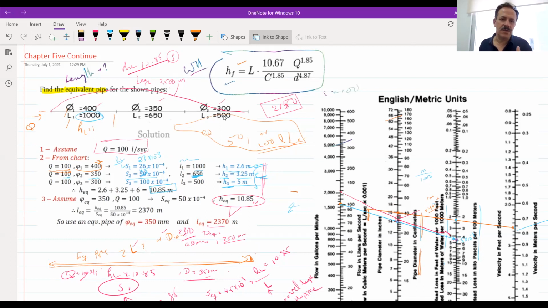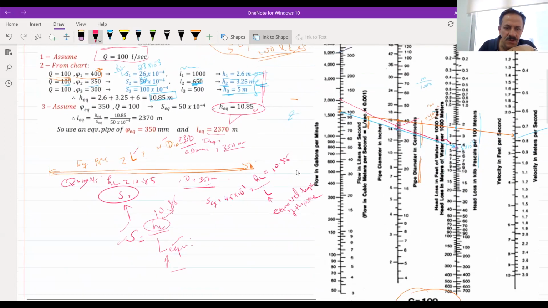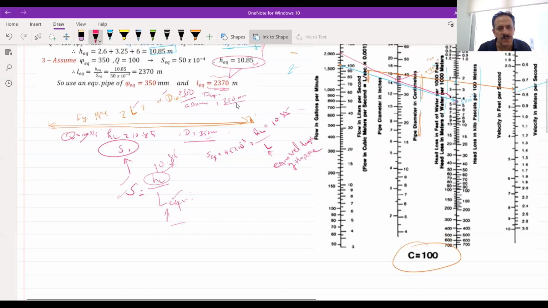Or you can assume a diameter. For example, you have to unify the diameters, but it will take another length. You have to have another length. You say that instead of 2,115 meters, you will get 2,370 meters length. So you have to make a sketch diagram, or you have a pipe. You are not taking seriously what will be the start and what will be the end point. Okay, this is in case that we have pipes in series.